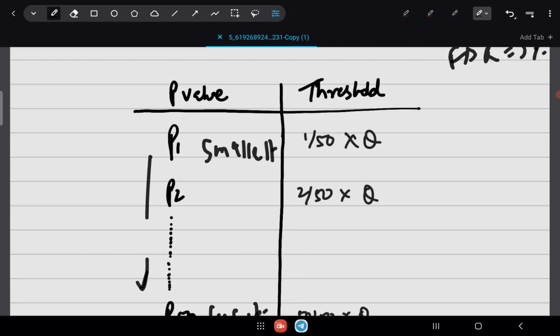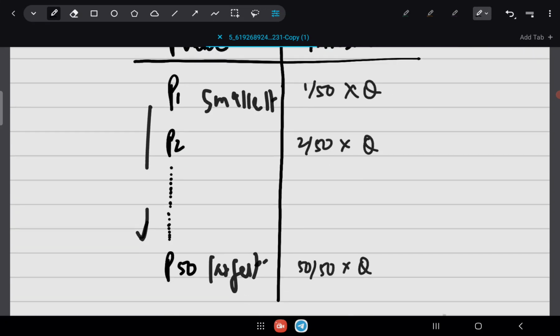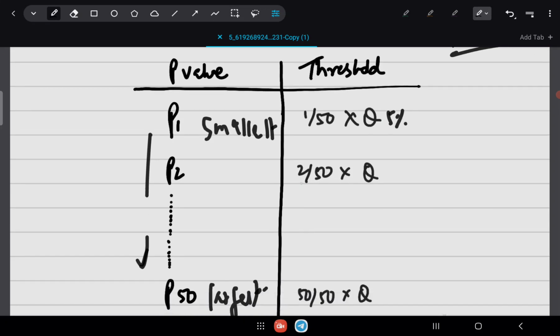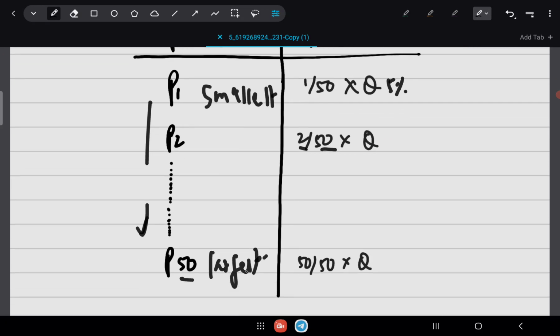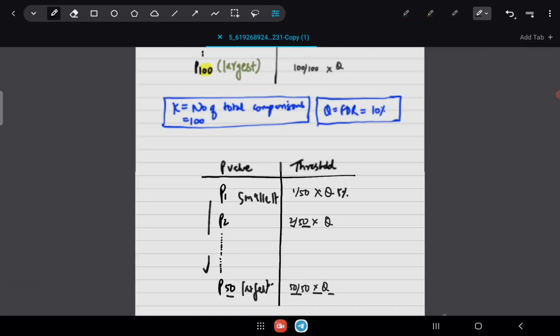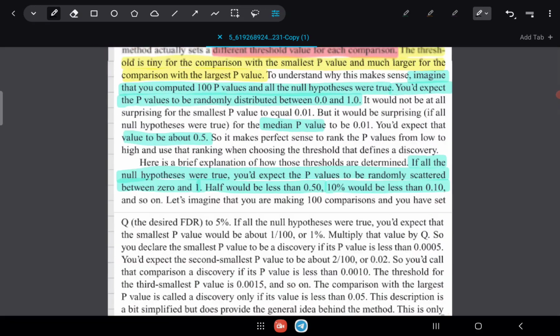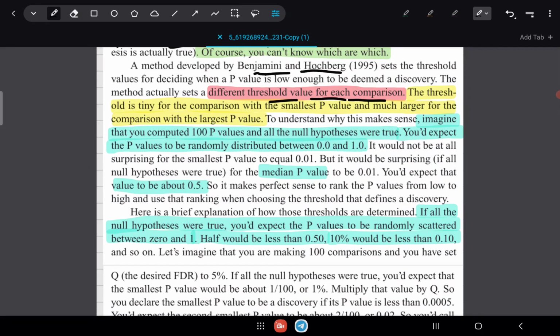For the smallest p-value, because there are 50 comparisons, the threshold will be 1 by 50 into 5%, because FDR is set at 5% in this case. Then for the second it will be 2 by 50 into 5%. For the last it will be 50 by 50 into 5%. So that is how you decide the threshold. Now why are we doing it like this? Maybe it will start to make sense after reading this.